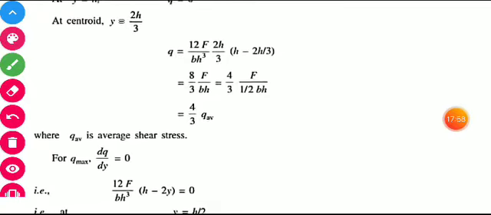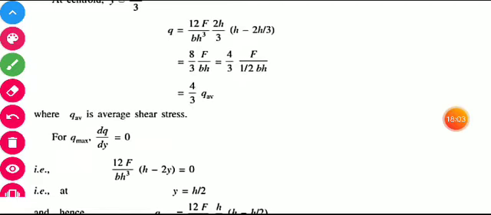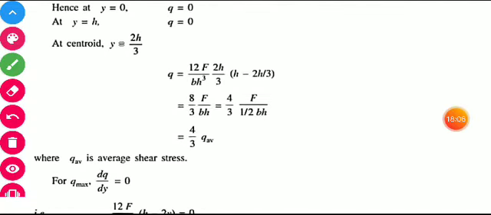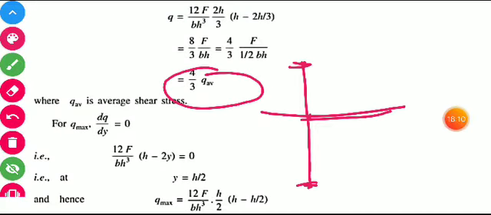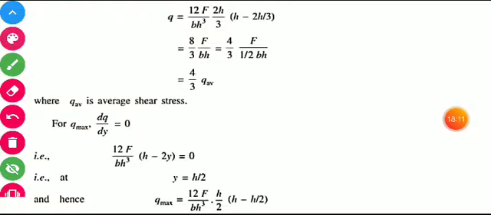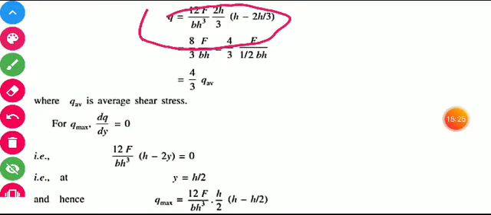And one more thing, we have to find out the maximum shear stress. For maximization, we know that del tau by del y will be equal to 0. So we differentiate these terms once and put this equal to 0 to find the maximum value. So here you got y equal to h by 2.